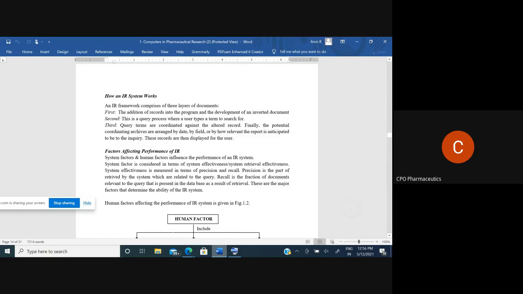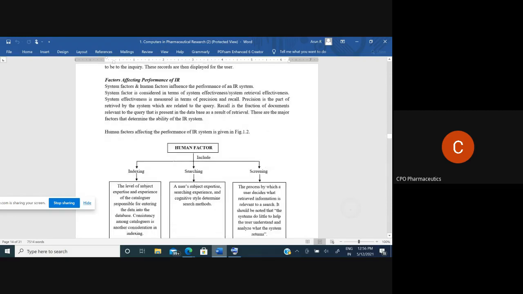What are the factors that can affect an information retrieval system? Please try to understand artificial intelligence: the affecting factors are very few because the system will think. Even if you make an error, the system will correct it. But in an information retrieval system, there is a chance of some error. So now we need to know what possible errors can happen: system factors and human factors.